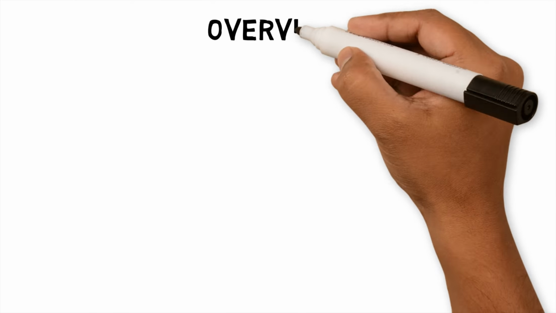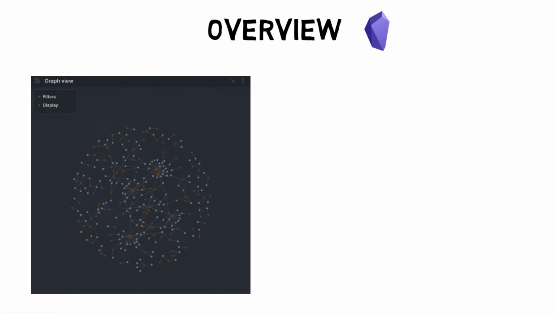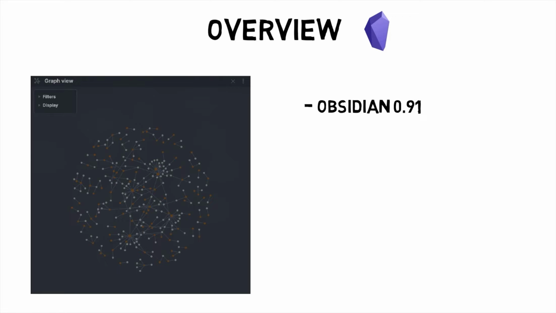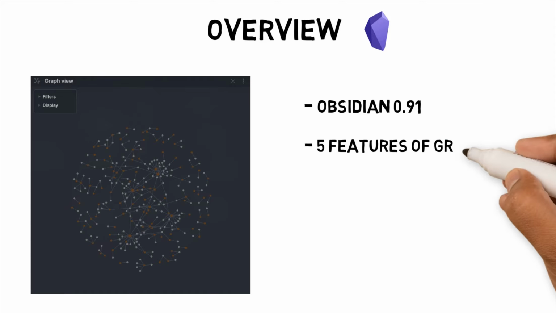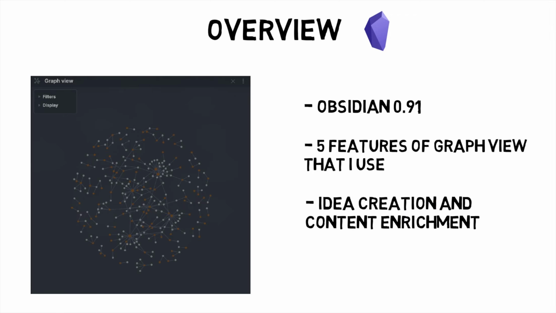Today we're talking about the new Graph View features in Obsidian 0.91. There are many great videos already out there that show the new features in action, but some of these videos don't explain how users can use these new features in their workflow. In this video, I'll walk through 5 of the essential features that I use in the Graph View and also try to explain how I use it in my workflow and improvements I would like to see in future releases. By the end of the video, I hope you'll see some opportunity to use these features in your workflow to save you time and create new ideas.